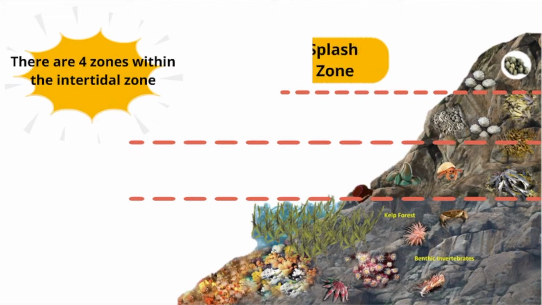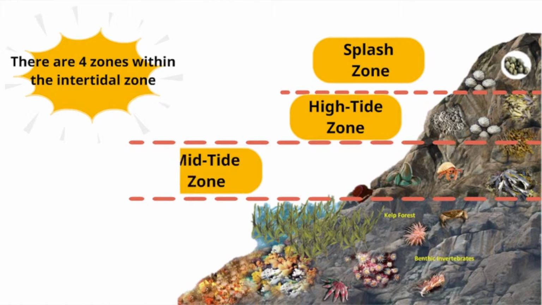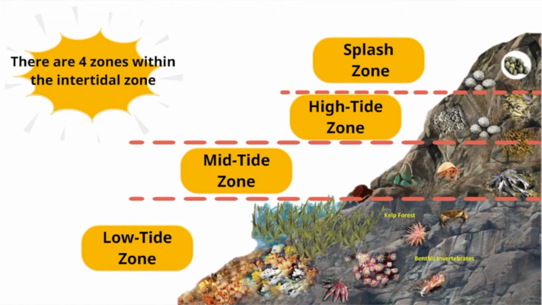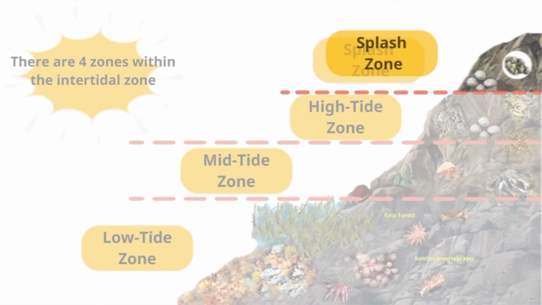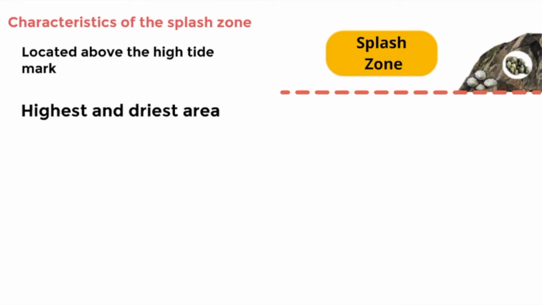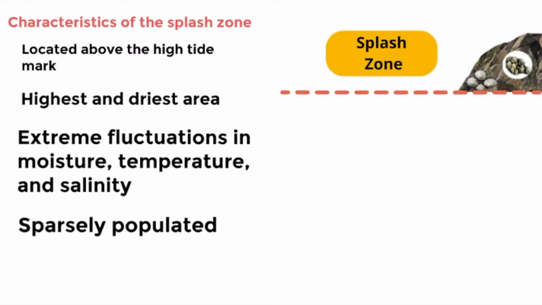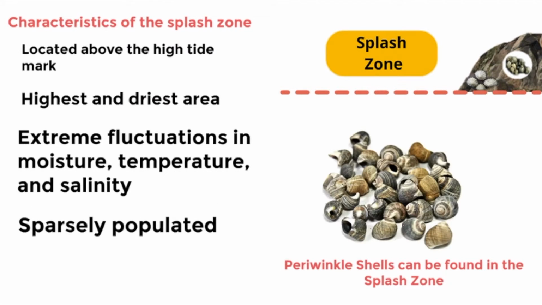There are 4 zones within the intertidal region: the splash zone, the high tide zone, the mid tide zone, and the low tide zone. The splash zone is located above the high tide mark. It is the highest and driest area and faces extreme fluctuations in moisture, temperature, and salinity. Therefore, this zone is partially populated. Periwinkle shells can be found in this region.